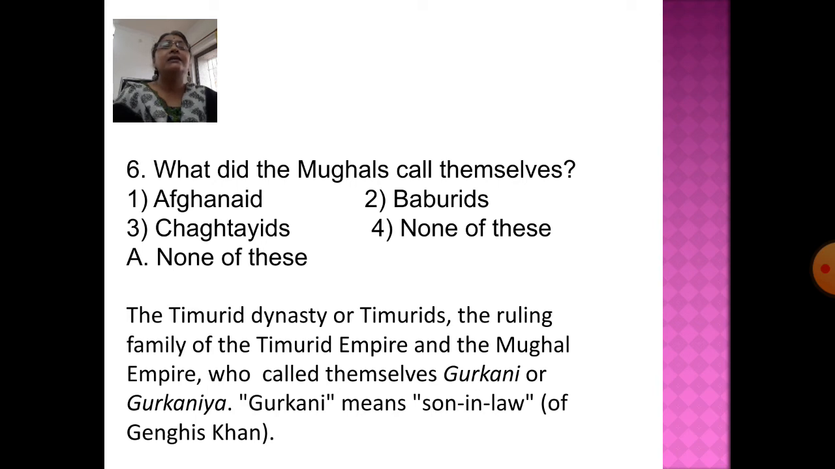The Timur dynasty or Timurids, the ruling family of the Timurid Empire and the Mughal Empire, called themselves Gurkani or Gurkaniya. Gurkani means son-in-law of Genghis Khan.